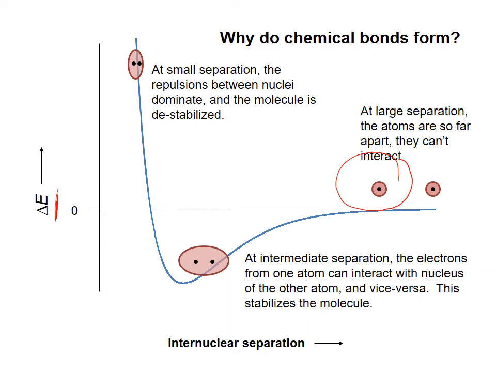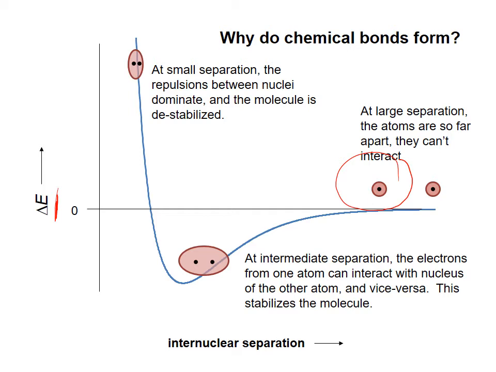At large separation, we imagine that the atoms are so far apart that they can't interact. Right? And if they're so far apart they can't interact, their change in potential energy is zero. As they start to get closer and closer together at some intermediate separation, the electrons from one atom can interact with the nucleus of the other and vice versa. This is a stabilization, right? The negative electron is attracted to the positive nucleus. It lowers the energy of the system and ultimately provides some stabilization to the molecule.